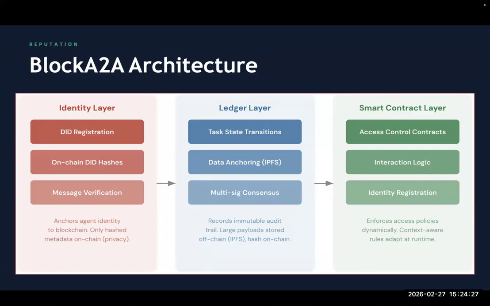The identity layer on the left there anchors the agent's decentralized identifier, the DID. The ledger layer provides immutable audit trails, so that's where the task state transitions are recorded. And then the smart contract layer enforces dynamic access control. Together they provide a trust substrate for A2A-style multi-agent interactions, right?